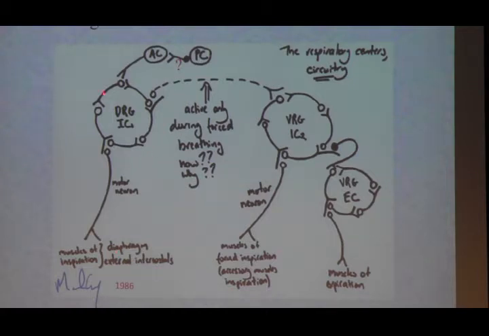So increased frequency of stimulation of the dorsal respiratory group causes increased frequency of stimulation of these motor neurons, increased frequency of stimulation of the diaphragm and external intercostals, and increased force of contraction.